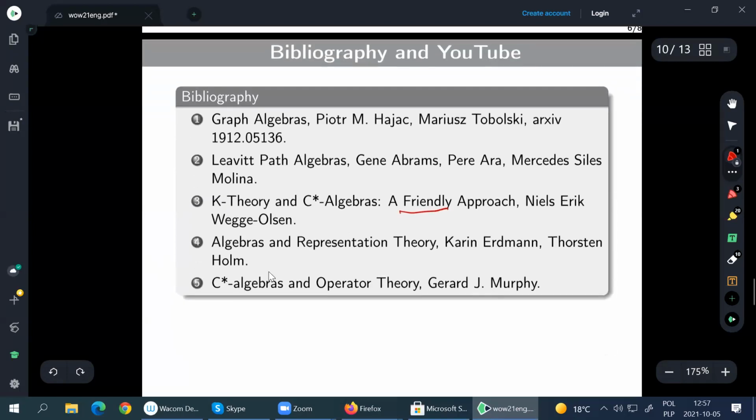And finally, this is one of my most favorite books for C-star algebras. It's by Gerard Murphy, a very nice Irish guy. I had the honor and pleasure of knowing him personally. And this book is remarkable because, again, it's not very long. It's pretty succinct, but it has all the basic stuff provided in a palatable manner.